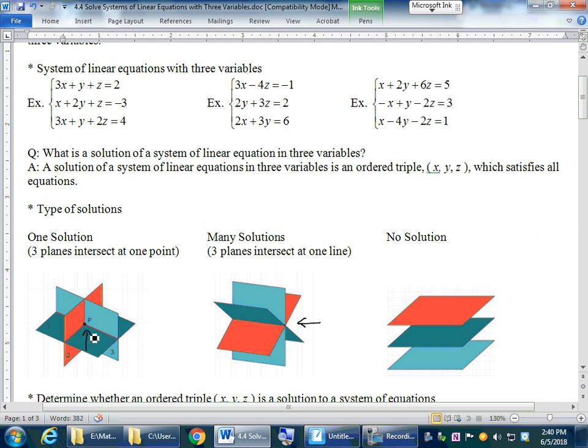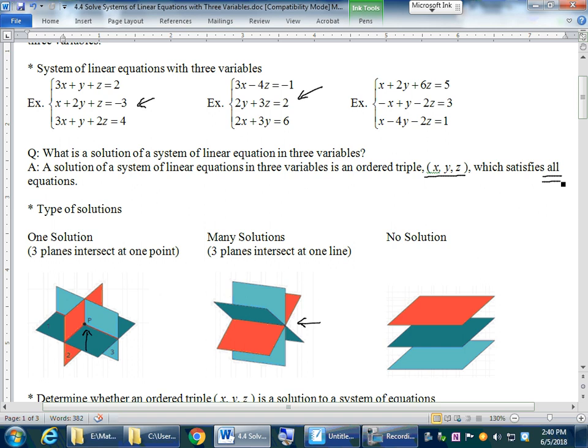So as you can see, in a system of equations in three variables, in some systems all the equations have three variables, but some systems only have two variables. One is missing in each equation. Like before, we want to know what the solution is going to be. Since it's in three dimensions, the solution will not be an ordered pair anymore. It will be an ordered triple, which satisfies all the equations.